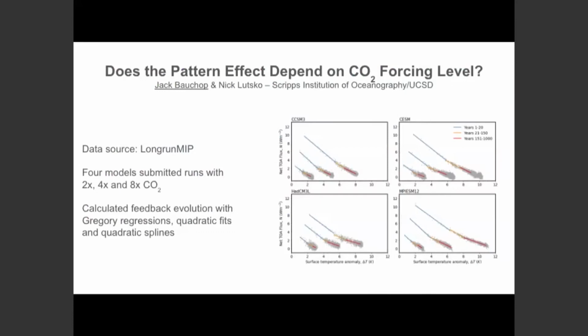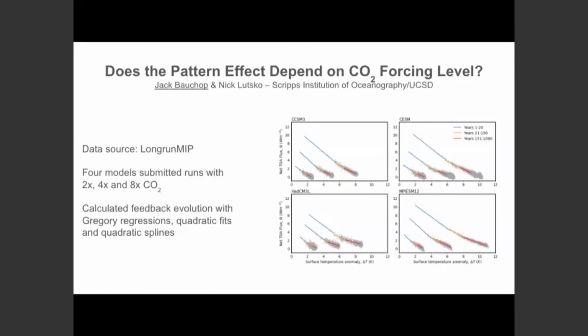Unfortunately, UC is on the quarter system, so we're in the middle of classes right now, so I couldn't attend, nor Jack Bauchop, who's a first-year student at Scripps, who's done some work which I hope is really relevant to some of the discussions and that I'll be presenting today.